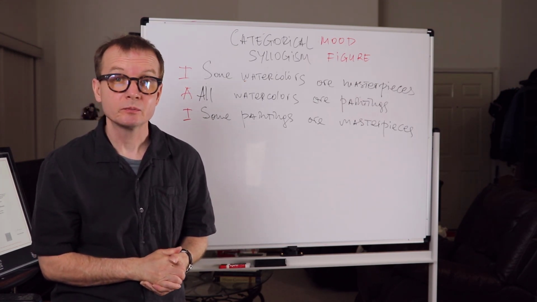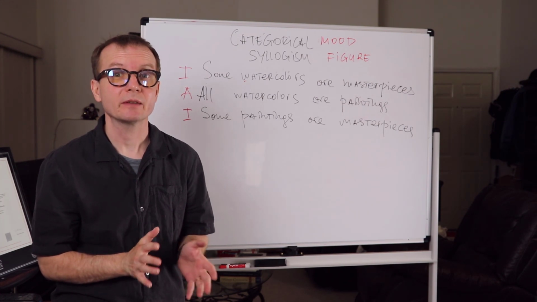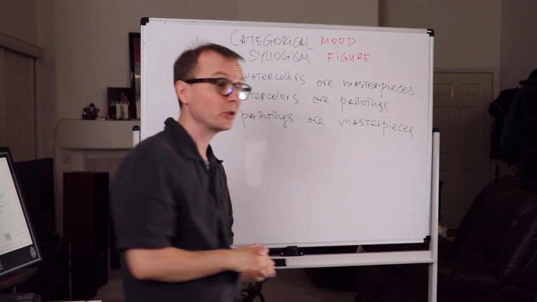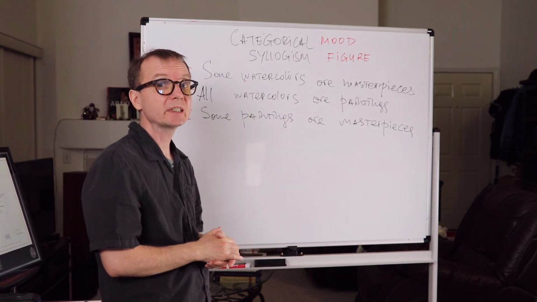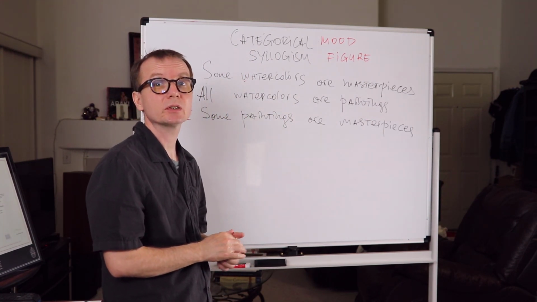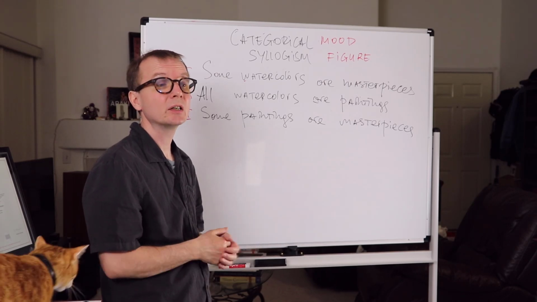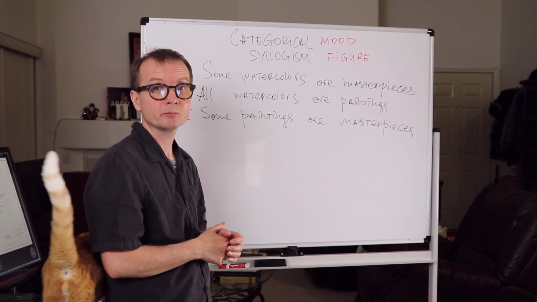Okay, so let's pick up where we left off last time. Remember, we were talking about mood and figure of categorical syllogisms. Once again, why do we even care about categorical syllogisms? Why do we care about mood and figure?